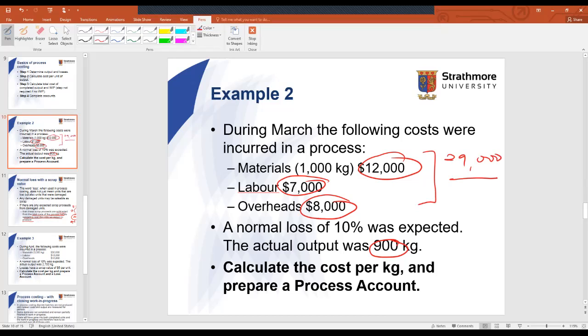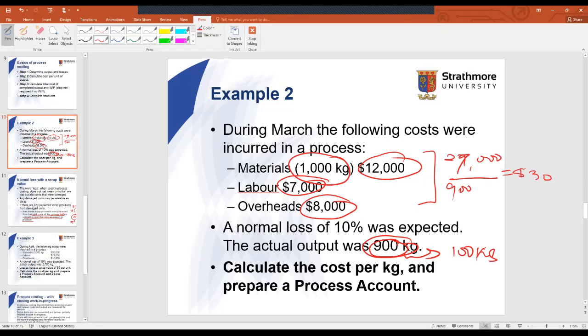It was 27,000. Yes, 27,000. We spread over the 900 kgs output. I think we got $30 per kg of output. Don't forget the normal loss item here was 100 units, because the input was 1,000 and the output was 900. Therefore, the normal loss item was 100 kg.